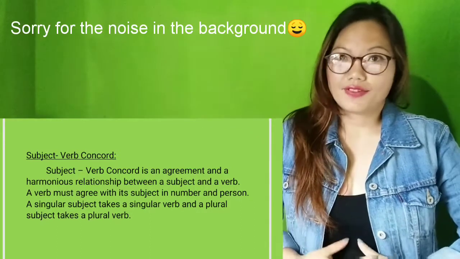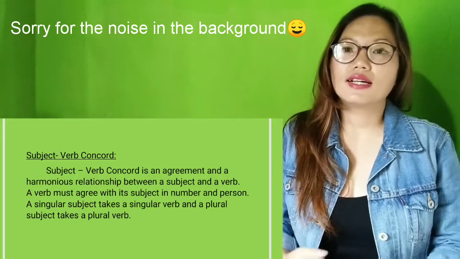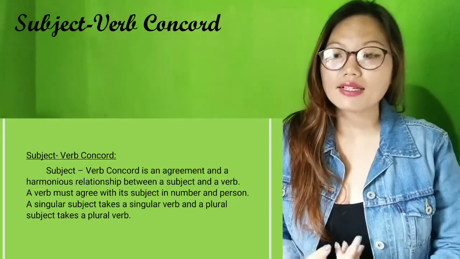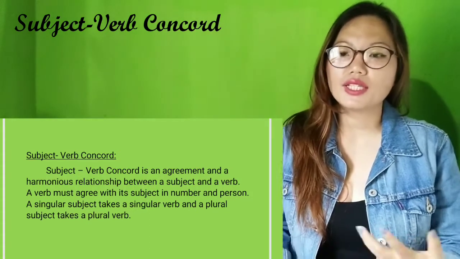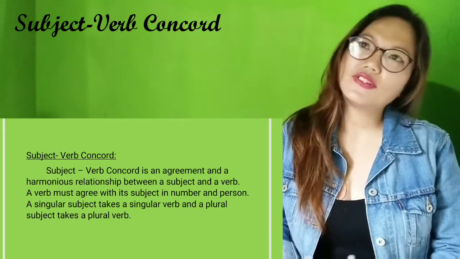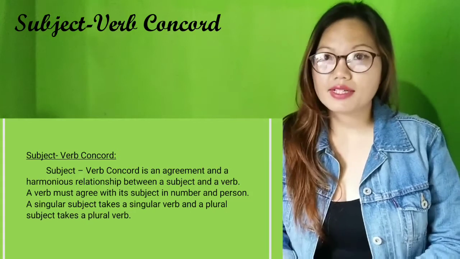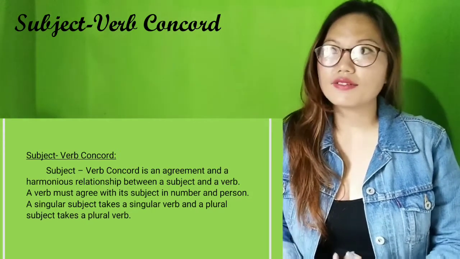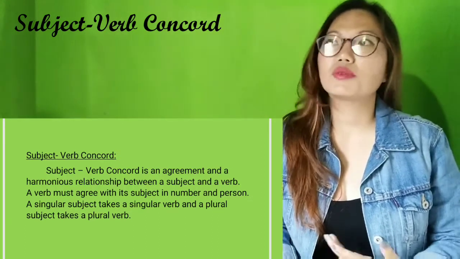What is a subject-verb concord or what is a subject-verb agreement? Subject-verb concord or subject-verb agreement is an agreement and a harmonious relationship between a subject and a verb. A verb must agree with its subject in number and person. A singular subject takes a singular verb and a plural subject takes a plural verb.